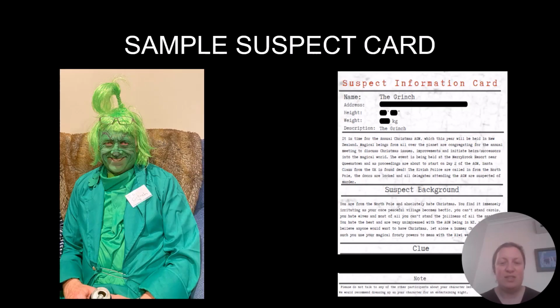So this is the sample suspect cards. This is our Grinch from our Christmas murder mystery. So you can see that there's a bit of a scenario to start with, it describes what happens. There's a bit of a suspect background, which basically gives each person that's acting as a character just a couple of easy things that they can take and really go with for the evening. So, for example, the Grinch obviously really hates Christmas, hates the cold, so that's really easy to go around being grumpy about Christmas. And then there's a clue, which we've obviously redacted in here because we don't want people to see it, just in case you are doing this mystery.